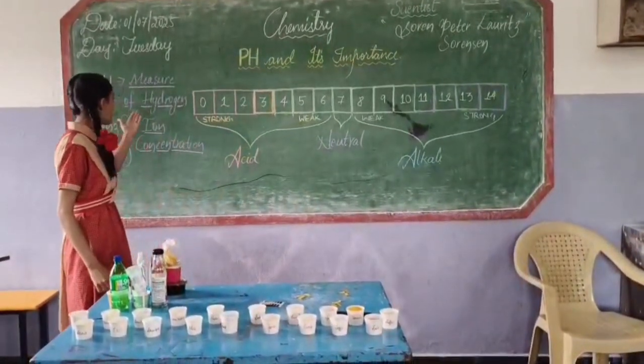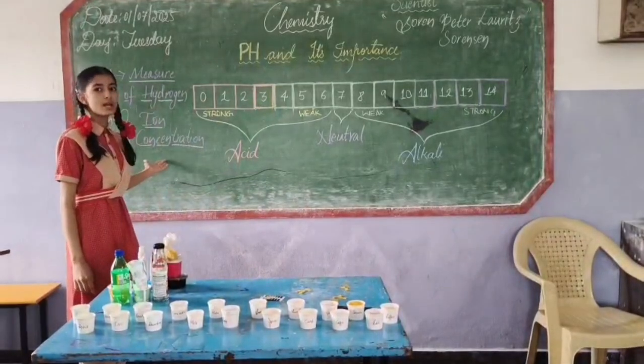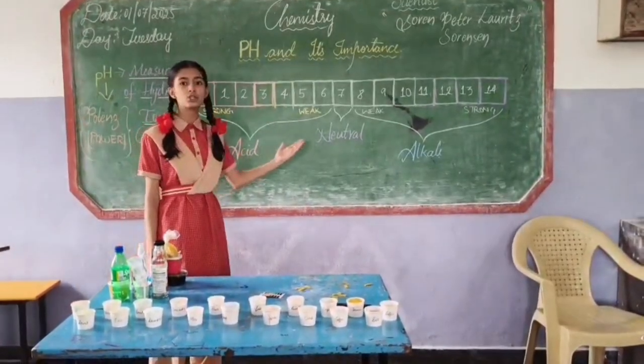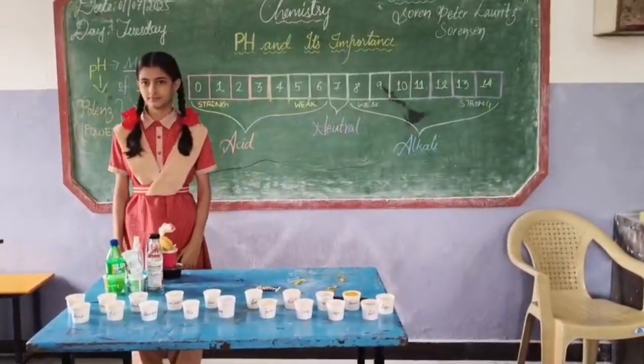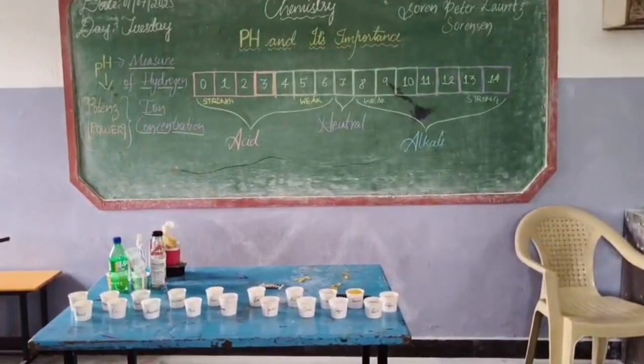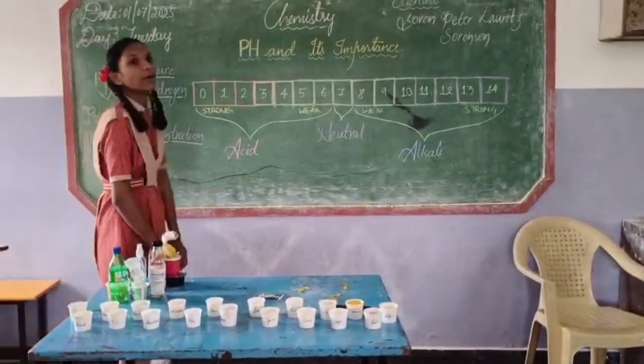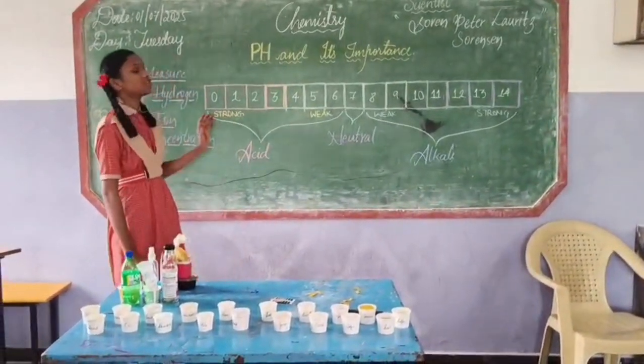The pH scale is a scale for measuring hydrogen ion concentration. The pH scale measures acids, neutrals, and bases. So now I am going to explain about the measure of the pH scale.